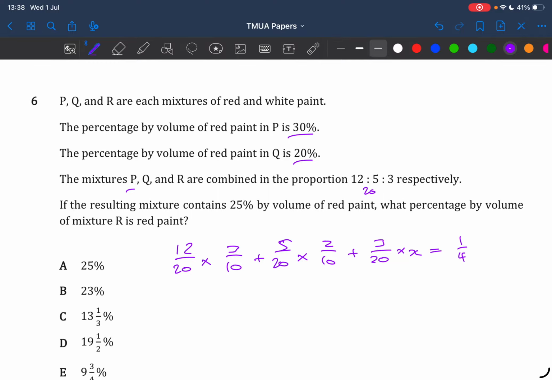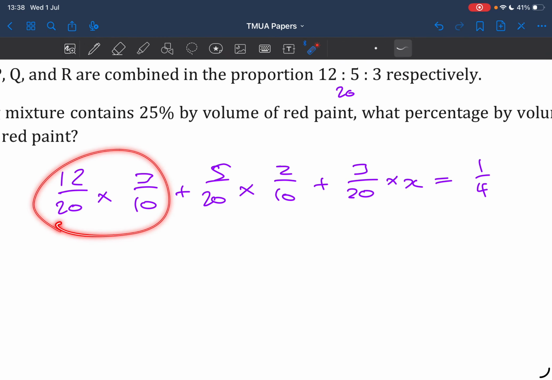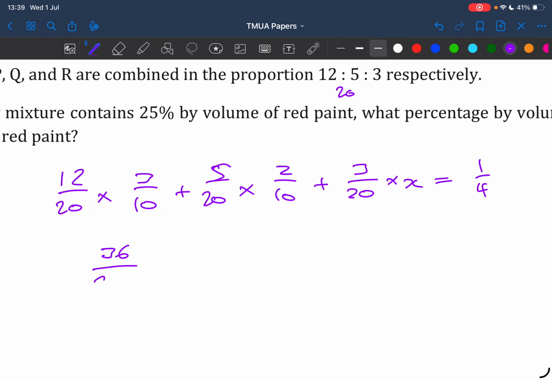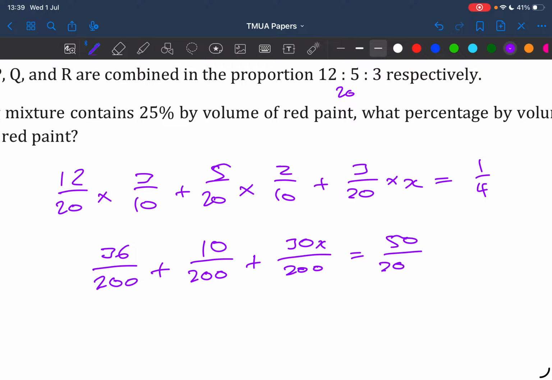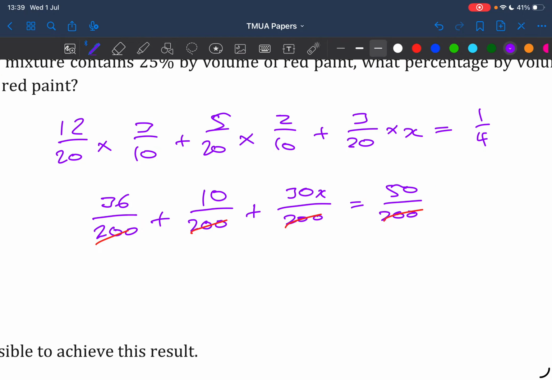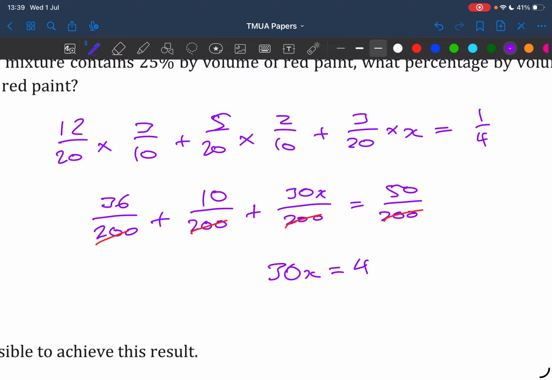That looks good. Let's try and turn everything into one common denominator. I've got 200, looks quite nice, doesn't it? So over here, that's 36 on 200, plus a 10 on a 200, plus that's 3x on 20, so it's 30x on 200. And this thing would be 50 on 200. So goodbye 200s, we don't need you anymore. And let's work some stuff out. We've got 46 there, 50 there, so that's 4, and take it away. 30x is equal to 4. X is going to be 2 on 15.